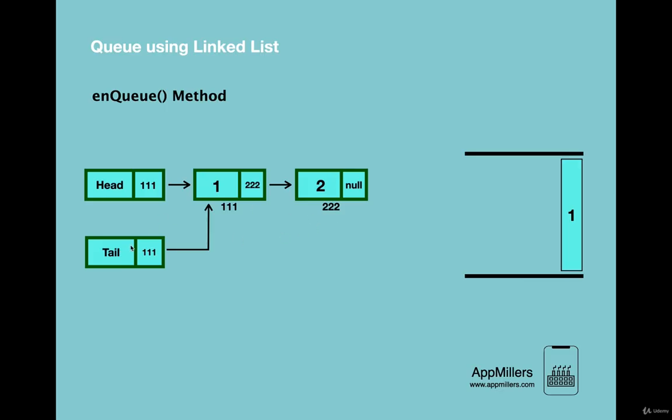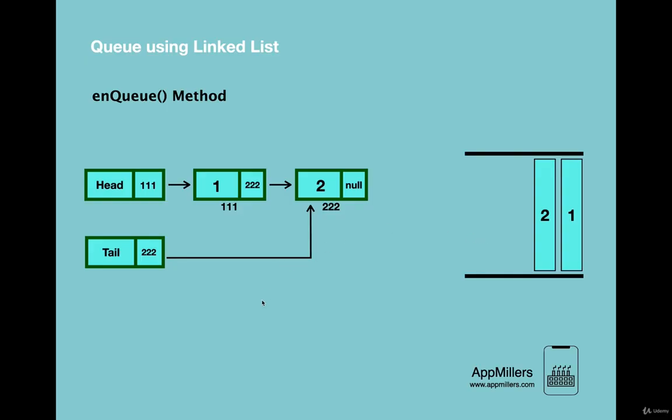Then we need to create a link between tail and this node. So we will set the tail reference to 222, and this will create a link between tail and this node. By creating a link between tail and this newly created node, the previous link between tail and the first node gets destroyed. With this, a new element has been added at the end of the queue, because here we are adding at the end of the linked list, and here also we are adding at the end of the queue.